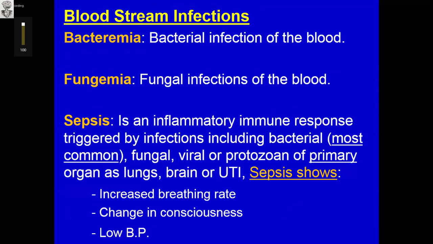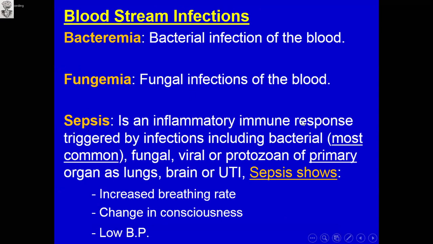Starting with the bloodstream infection. What is bacteremia? Bacterial infection of the blood. It means bacteria is present in the blood. What about fungemia? Fungal infection of the blood. You have to know that the blood is a tissue. And lastly, what is sepsis? And what is septic shock later on?